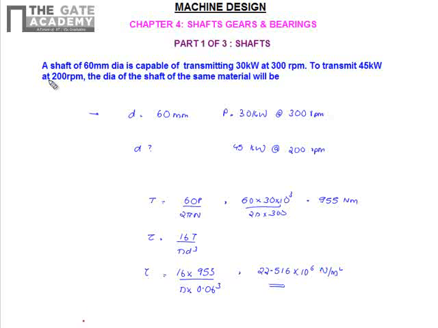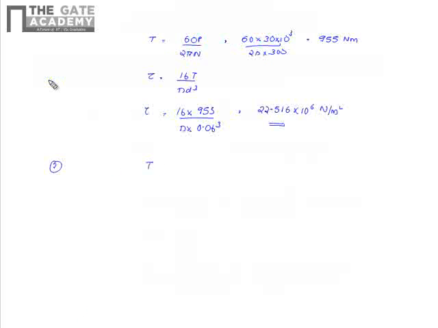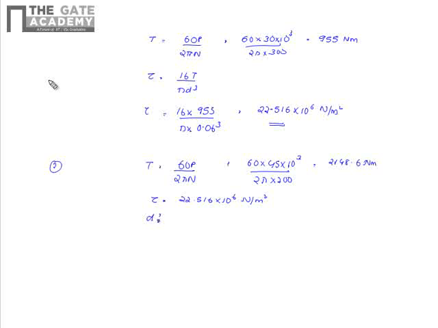Now if this is the allowable shear stress in the material, to transmit 45 kilowatts at 200 rpm, what will be the diameter? So for the second case, the torque transmitted will be 60P by 2 pi N. That's equal to 60 into 45 kilowatts by 2 pi into 200. This will be 2148.6 Newton meter, the torque to be transmitted, and we know that the maximum allowable shear stress will be 22.516 into 10 power 6 Newton per meter square. So what will be the diameter?